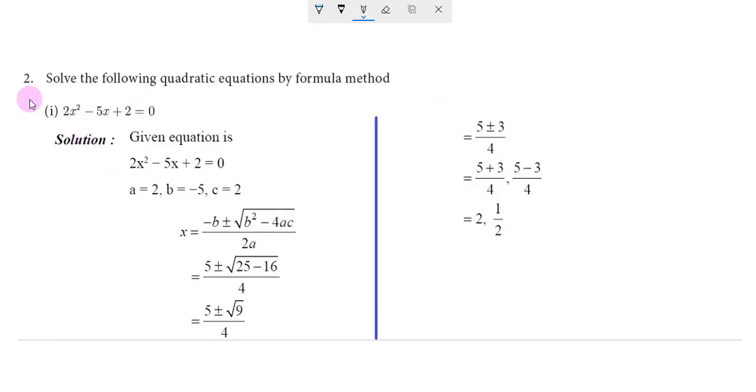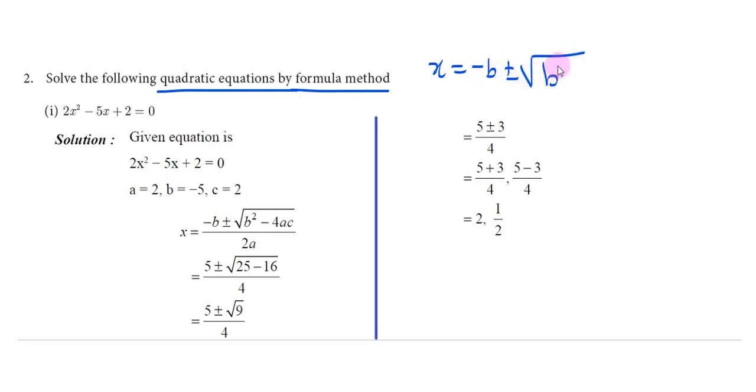Okay, now question number 2. Solve the following quadratic equations by formula method. Subdivision formula method, we know that. So quadratic equation formula method. Already we have solved many sums. Actually this method is given in 8th standard and 9th standard also. So formula method: x equal to minus b plus or minus root of b square minus 4ac whole divided by 2a. Understood?